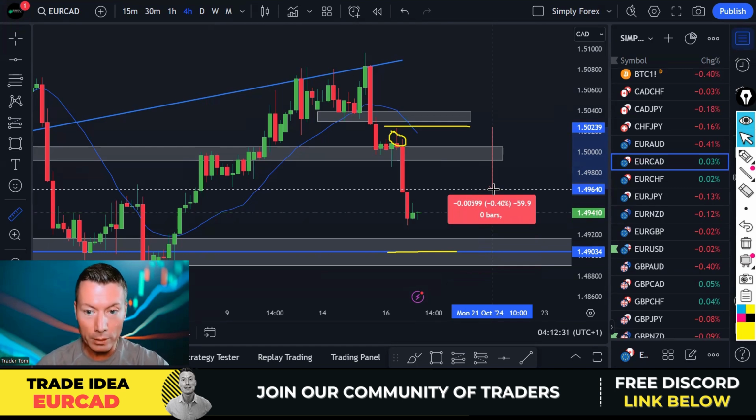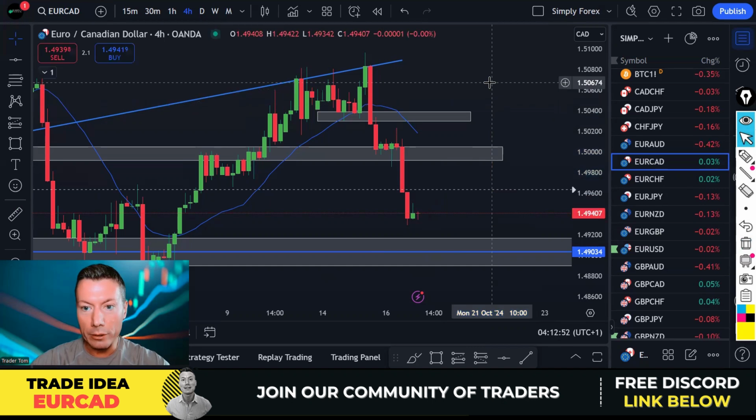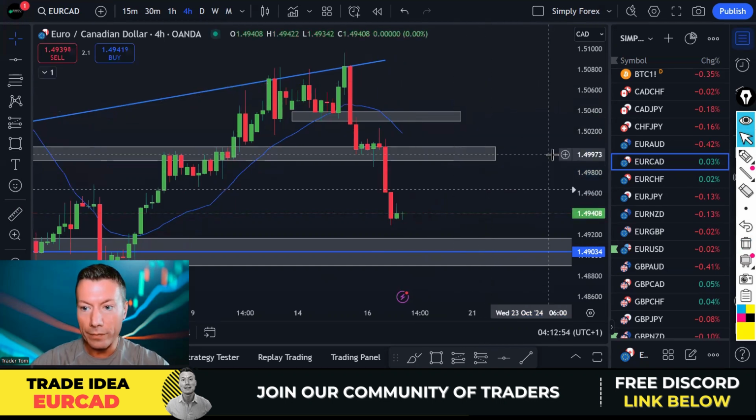I know where my stop loss is, I know where my target is, so therefore I can trade from this level right here. So if it retraces to there, great, I have a trade. If it doesn't and just carries on down, no problem, I don't have a trade. We don't suffer with FOMO. So that's how I'm going to roll with EURCAD. Wait for that to happen.